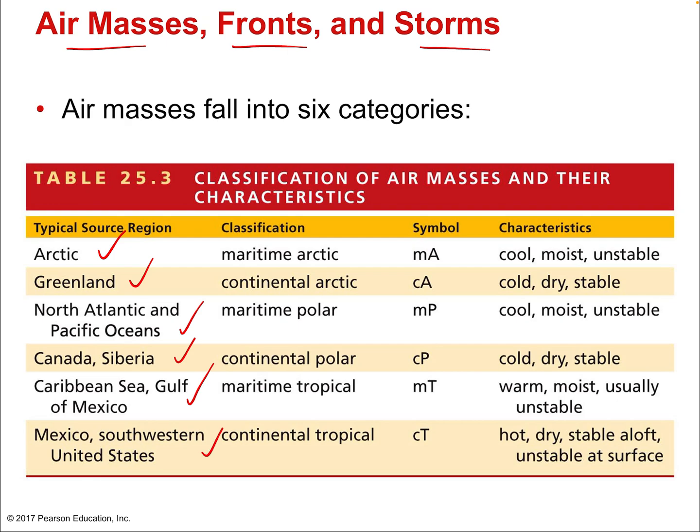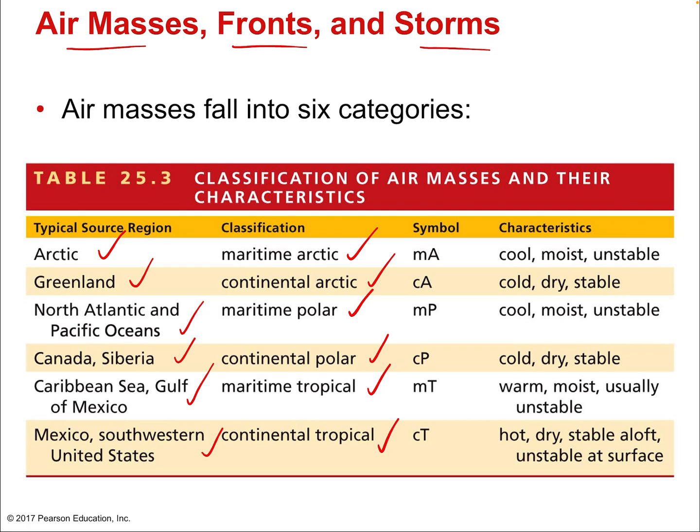So the Arctic is an example, a classification of a maritime Arctic. Greenland is an example of a continental Arctic. The North Atlantic and Pacific sources of air masses, excuse me, are an example of a maritime polar classification. The Canadian or Siberian are continental polar. Then we have the Caribbean, that's maritime tropical, which makes sense because sea and tropical. And then the Mexico or Southwestern is continental tropical, right?